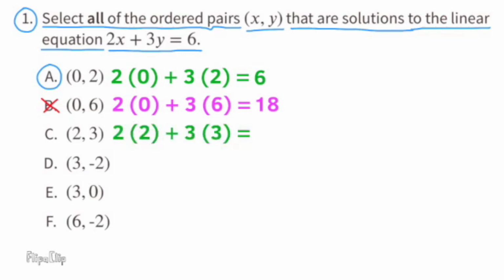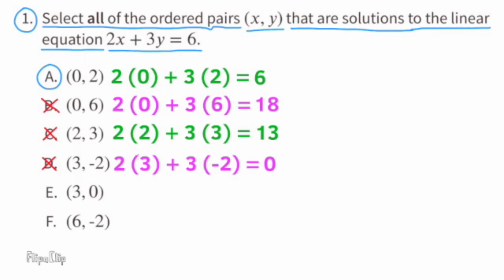So it would read 2 times 2 plus 3 times 3. That would be 4 plus 9, which is equal to 13, not 6, so C is not a solution. D. Substitute the x with a 3 and the y with a -2. So it reads 2 times 3 plus 3 times -2. 2 times 3 is 6, and 3 times -2 is -6. So that's like 6 plus a negative 6, or 6 minus 6, which is 0. So D is also not a solution.